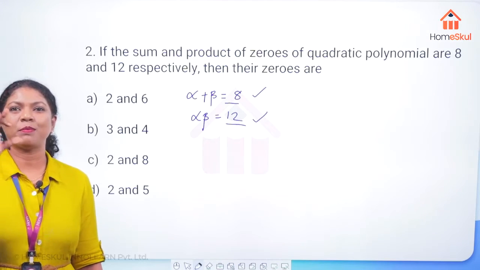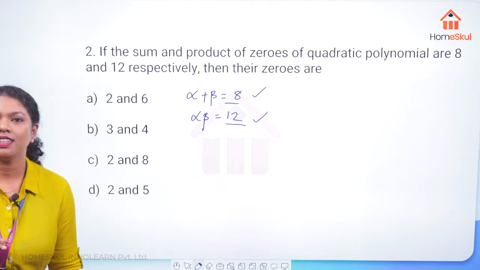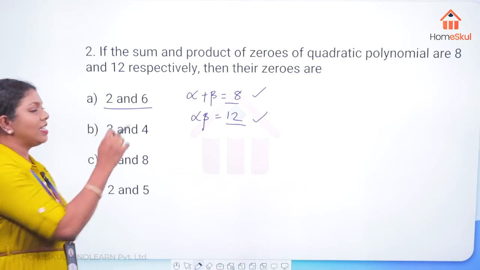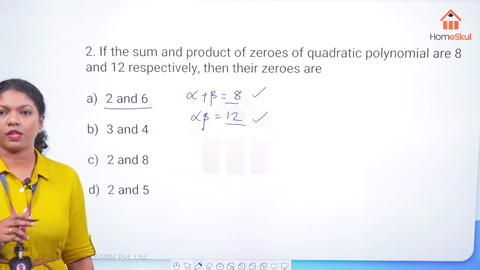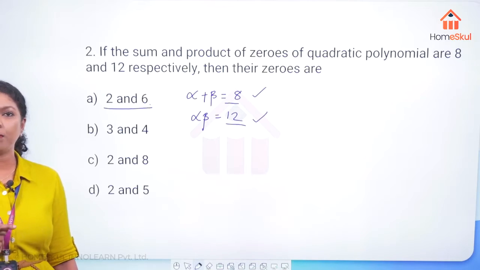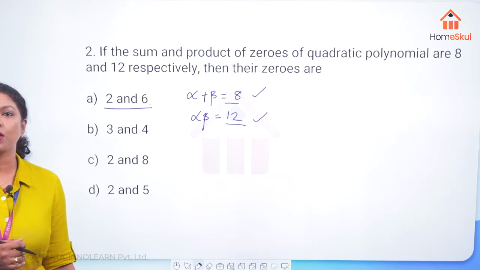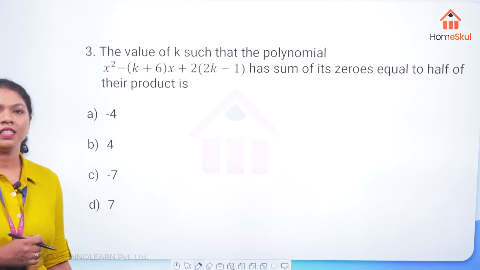Who is going to press the buzzer first? Option A. Yes, dear? Option A, 2 and 6. Yes, you are right. Sum is 8 and product is 12. Okay, this is an easy level question, so you can crack it within 1 minute. Okay? Anybody having any doubt, please ask. Okay, Gifty, Leah and all. Okay? Next question.